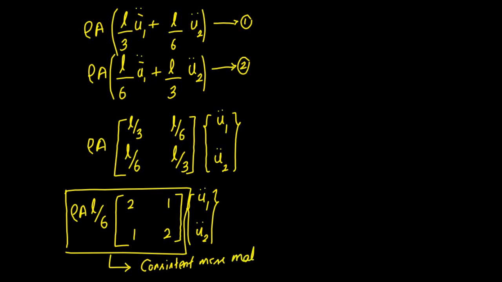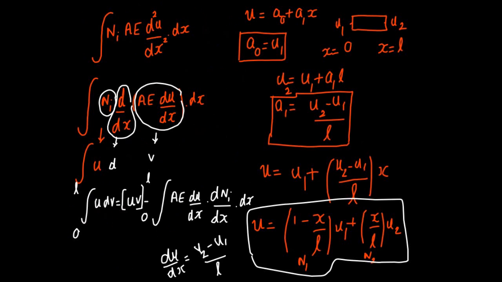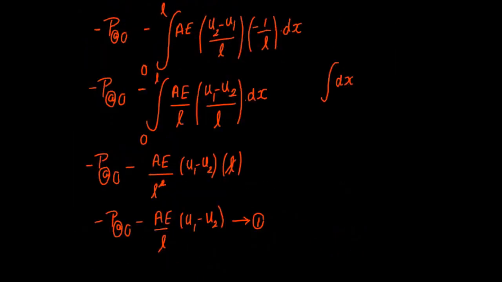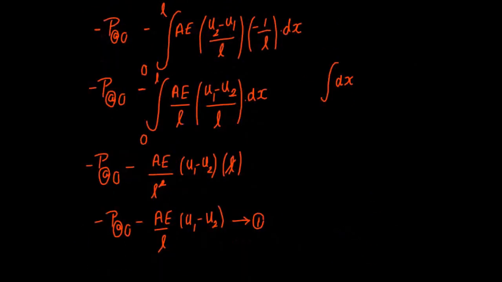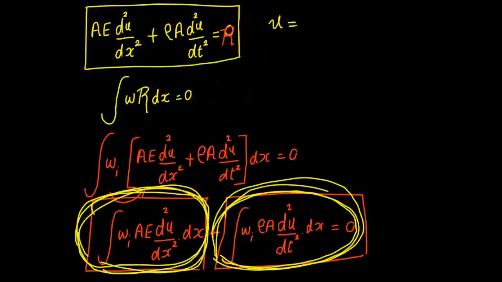Now, let us go back to the weak form of the governing differential equation. We operated on this term to get this equation. And we operated on the right side term, on this one, to get the mass matrix, the consistent mass matrix.